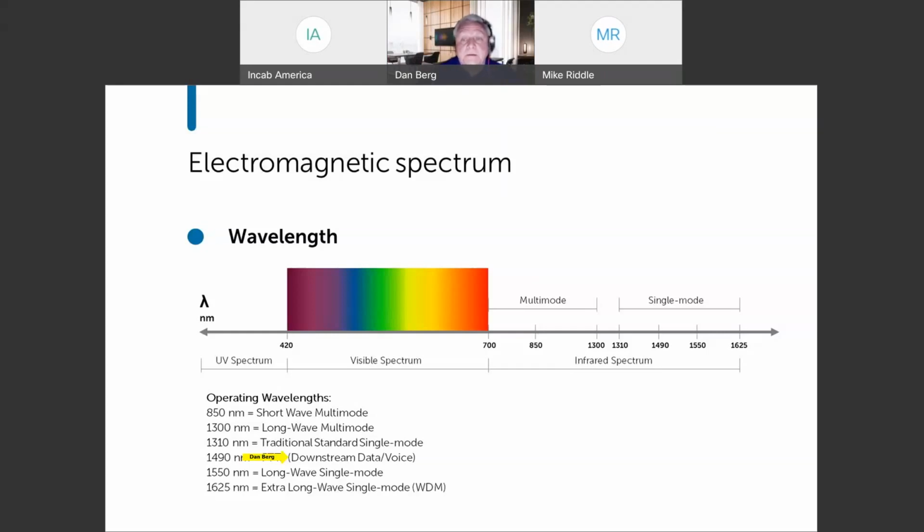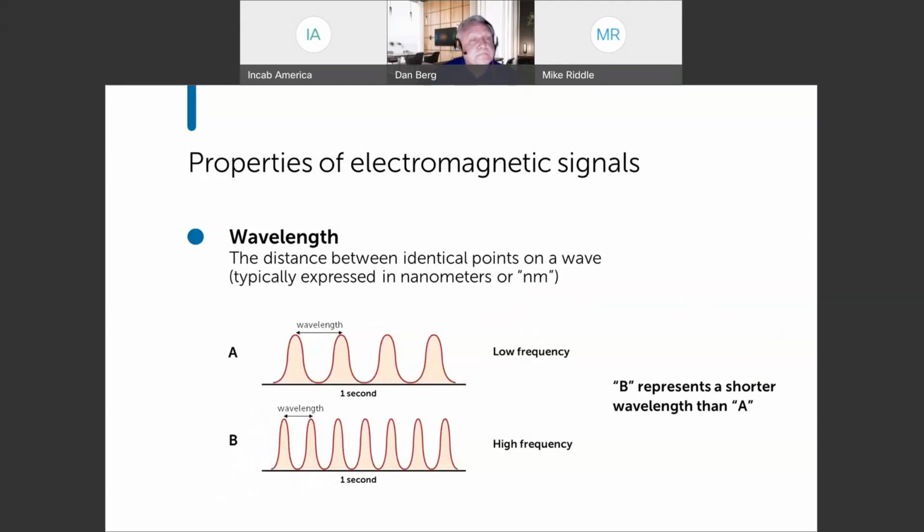The properties of an electromagnetic signal: they have no mass. They can travel in a vacuum, and they don't require a material medium for transmission. They propagate by varying electrical and magnetic fields, such that the two fields are at right angles to each other and to the direction of the wave, or down the length of the fiber.